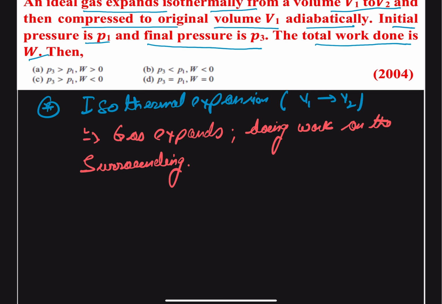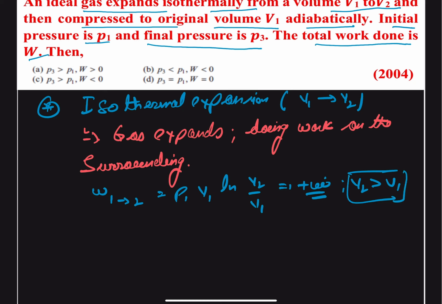Therefore, we can write the equation that work done from 1 to 2 will be equal to P1 V1 natural log of V2 by V1, and this will be positive because V2 is greater than V1. So work done from 1 to 2 will be positive work done.